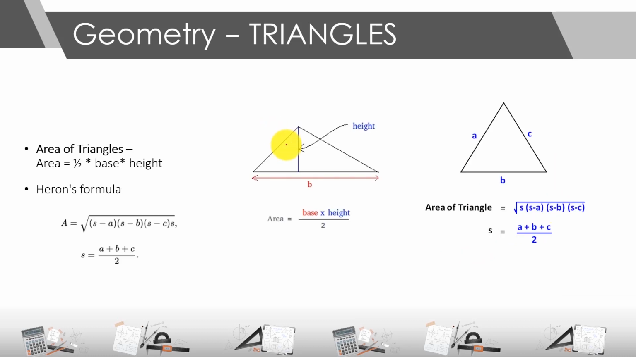Now when we have closed shapes, we can find the area enclosed within those shapes. So a triangle is a closed shape. The area of a triangle is denoted by this formula. Area is equal to half into base into height. So you can take any of the three sides as the base, draw a perpendicular from the opposite vertex to that base, and find the multiplication of half into base into height, and that will give you the area.